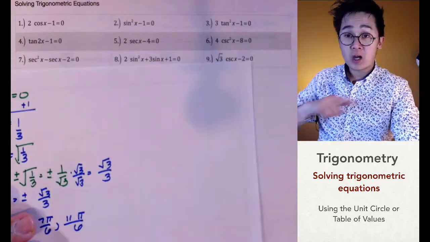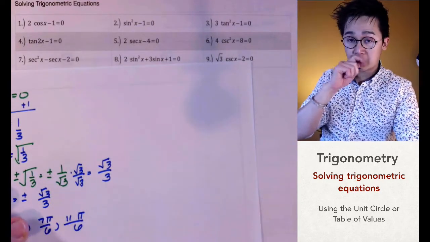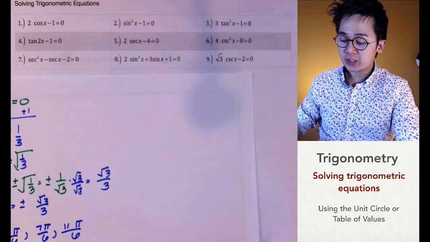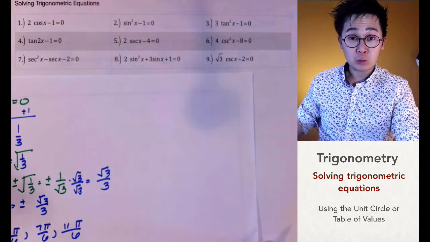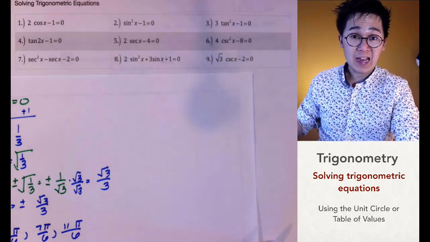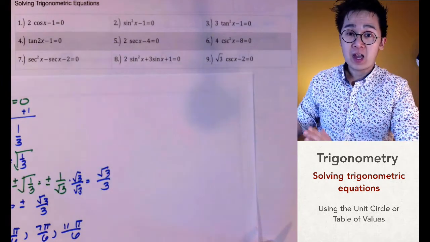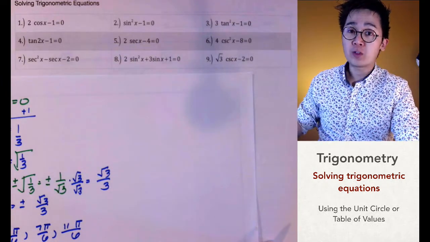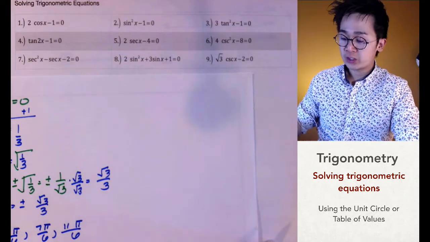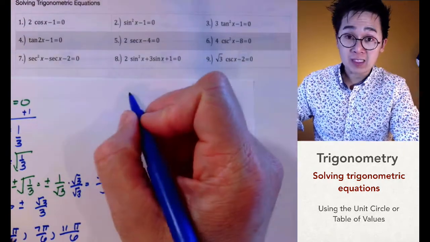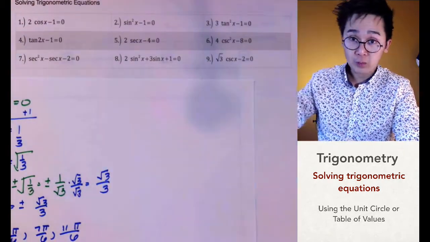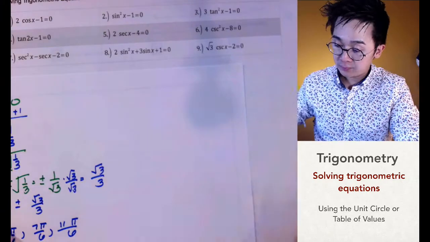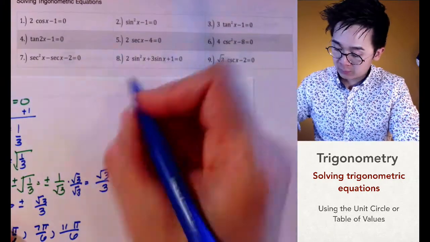So in one full rotation of our solution set for a trig function, it could either be 1 solution, no solution, we could have 2 solutions, and we could have as much as 4 solutions in one full rotation of a unit circle. So that's the maximum number of solutions that we'll have in one full rotation in our unit circle. Now let's answer problem number 4.